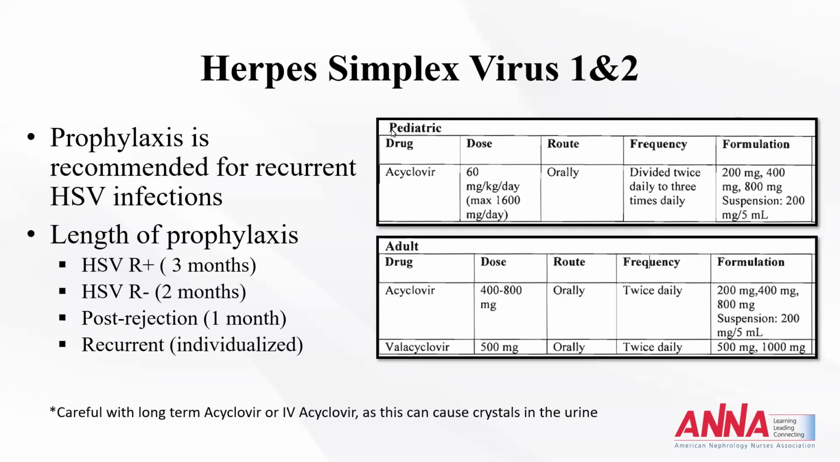But one thing I want you to think about, and we haven't seen this a lot, but it can happen. You have to be careful with long-term acyclovir or IV acyclovir when you're treating these infections, because they can actually cause crystals within the urine that can hurt the kidney. So that's just something from a kind of a nursing pearl. If you see patients on acyclovir or valacyclovir, or they're getting treated for these infections with IV acyclovir, just make sure to be thinking in your head when you're talking with your team, hey, we got to be careful. These medications are at risk for causing crystallization in the urine.